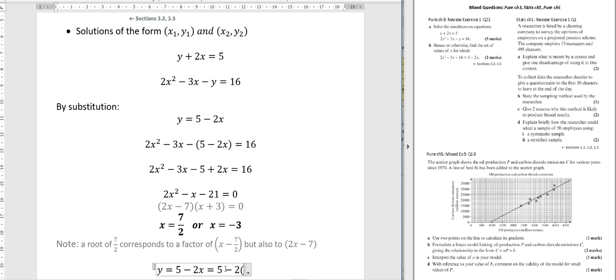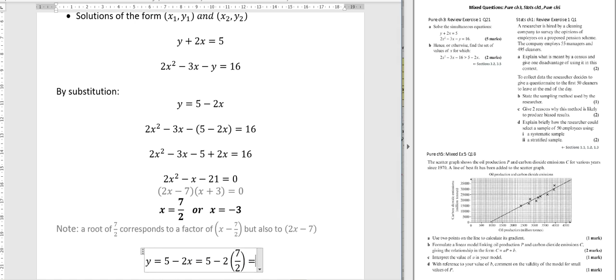5 minus 2 lots of 7 over 2 is of course 5 minus 7, so that's minus 2. And if we make this really clear what we're doing, we could say something like x is 7 over 2 implies that y would be minus 2. It's not enough just to get two values for x and two values for y. We need to know which one corresponds to which. So the solution, or the actual coordinates of the point where they cross, is 7 over 2, minus 2.